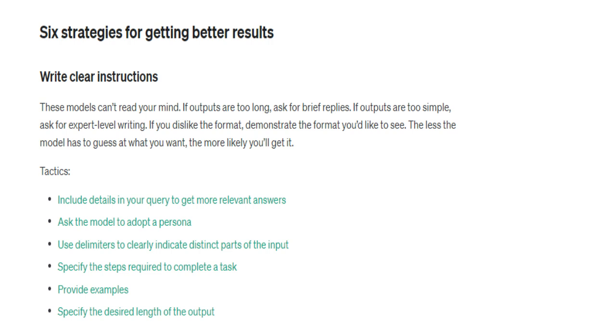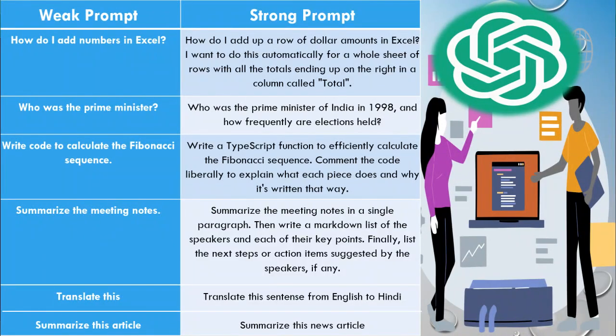Now we will see some examples of how a weak prompt and a strong prompt look. For example, how do I add numbers in Excel? Instead of writing this prompt, we should write, how do I add up rows of dollar amounts in Excel. I want to do this automatically for a whole sheet of rows, with all the totals ending up on the right in a column called Total. Second prompt, who is the Prime Minister? Instead of this, we will say, who was the Prime Minister of India in 1998 and how frequently are elections held.